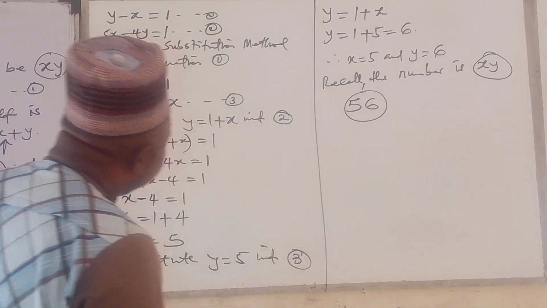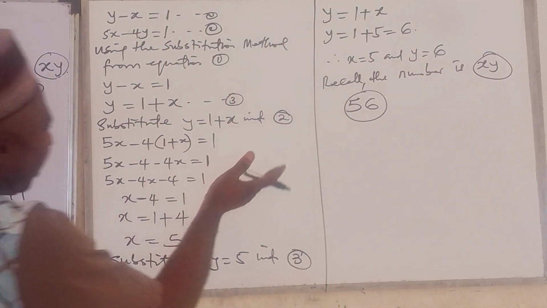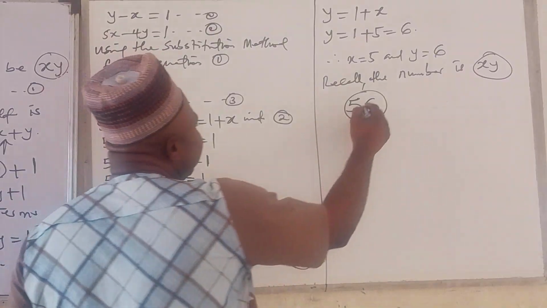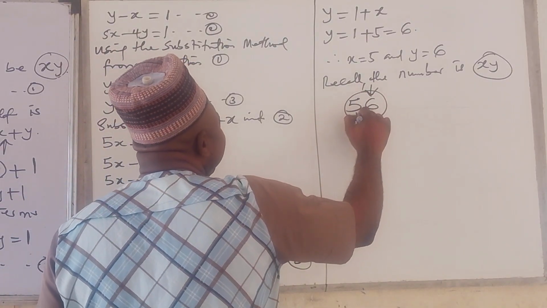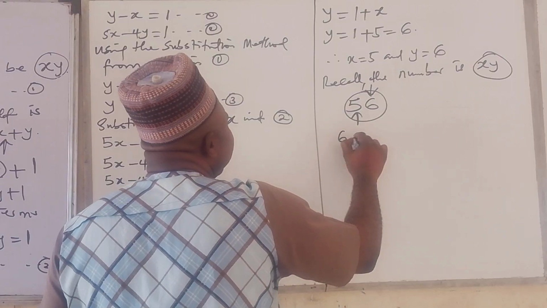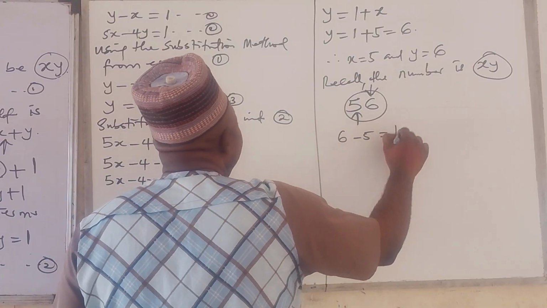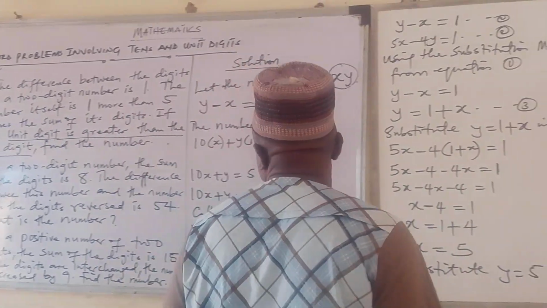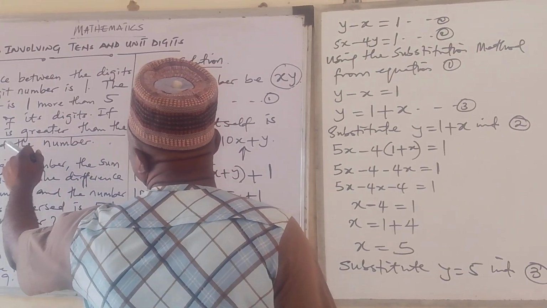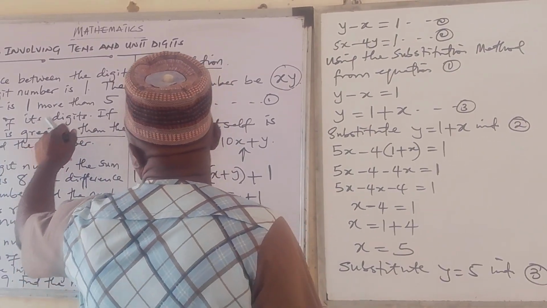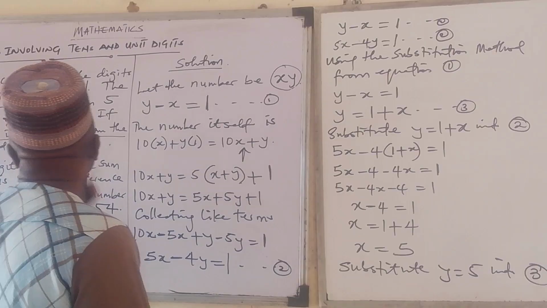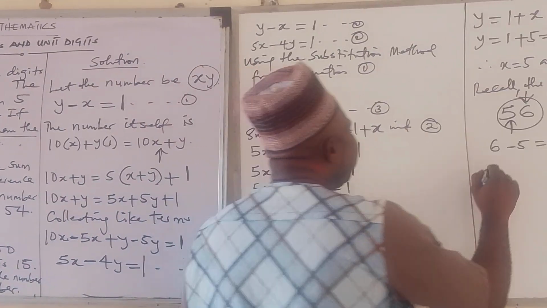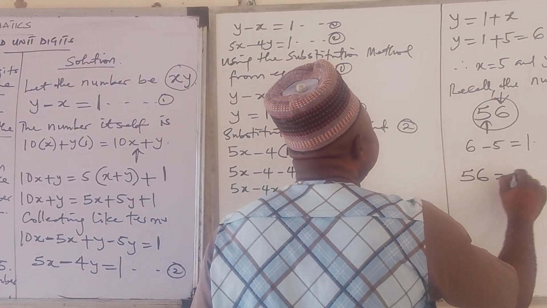So let's check if this is true. Let's see the unit digit minus the tens digit. The unit digit is 6 and the tens digit is 5. So 6 minus 5 will give us 1. Yes, that's the first sentence, that the difference between the digits of the two-digit number is 1. So let's check for the second sentence. They said the number itself is 1 more than 5 times the sum of the digits. So the number is 56.